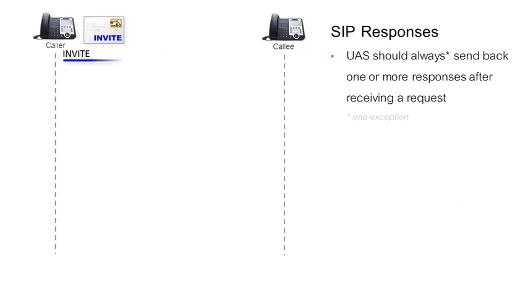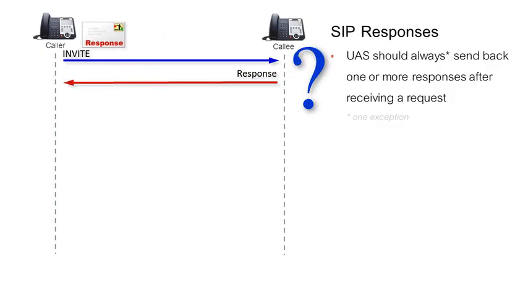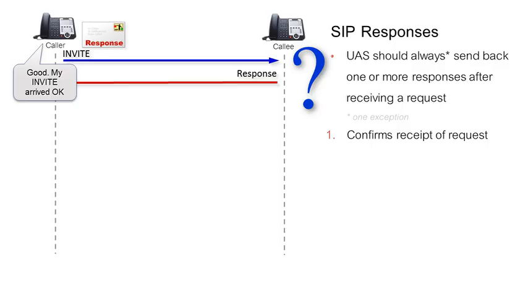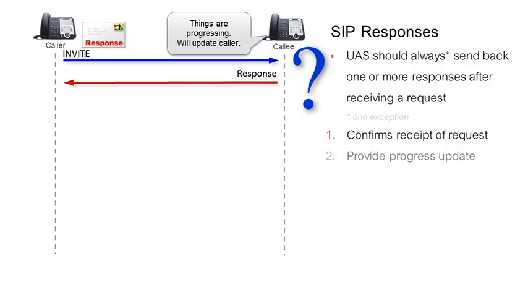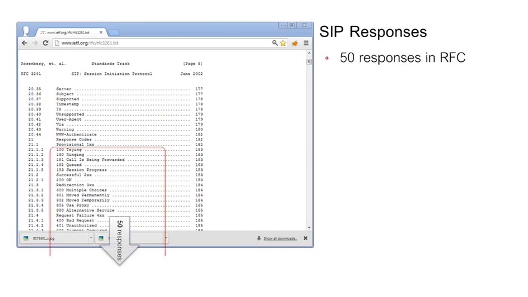So why should a user agent server send back a response? Well, there are two reasons. Firstly, to confirm that the request was actually received, and secondly, to provide an update on how things are progressing. Now, the SIP specification, RFC 3261, defines 50 different responses, all to report back different things in different circumstances.